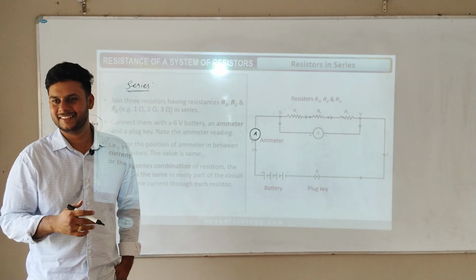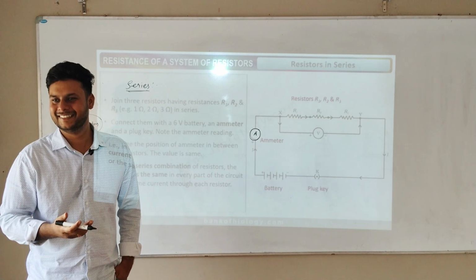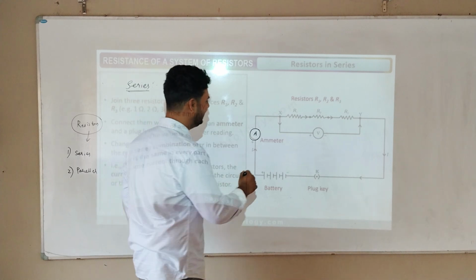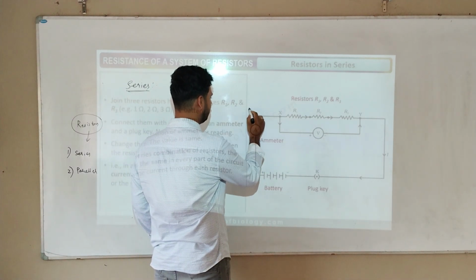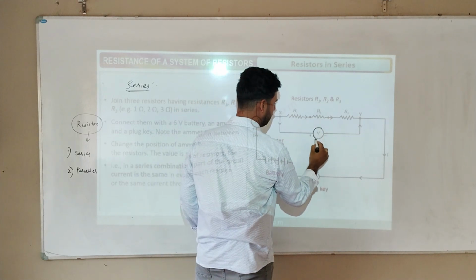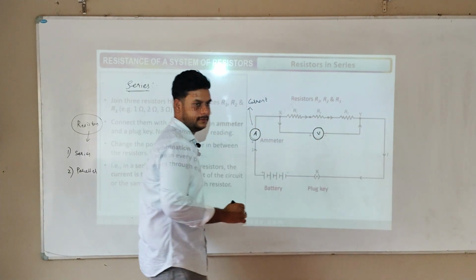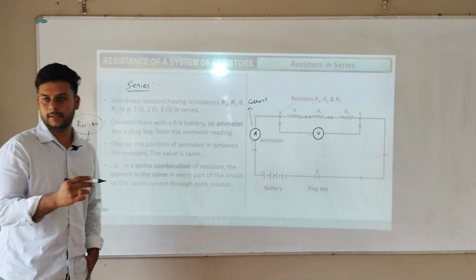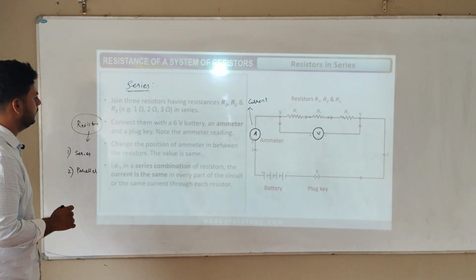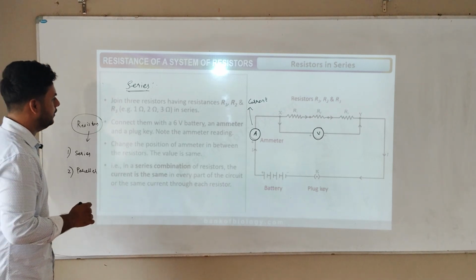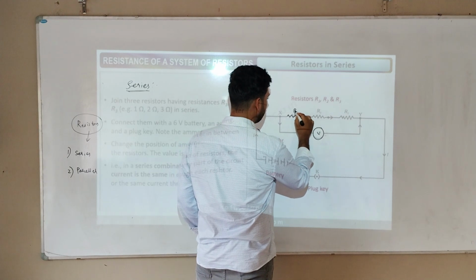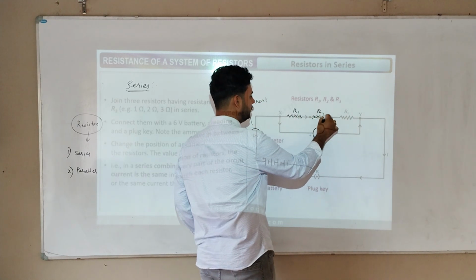It is an instrument which measures current. It will measure current. Voltmeter will measure potential difference. Okay, so read it from the beginning. See, we are connecting three resistors R1, R2, R3.